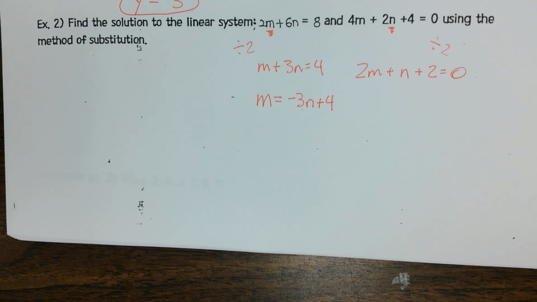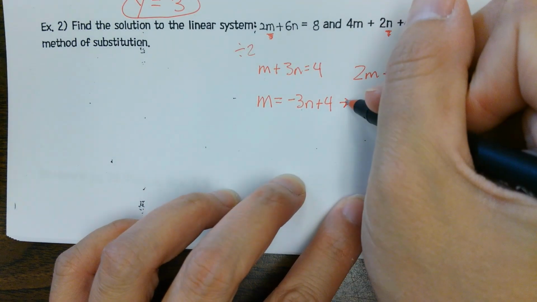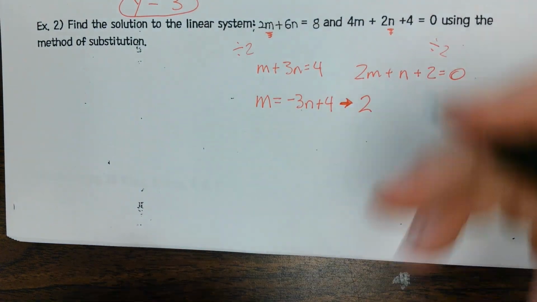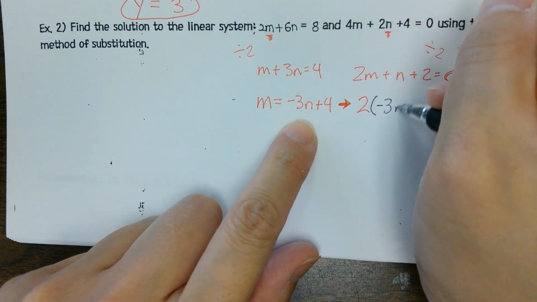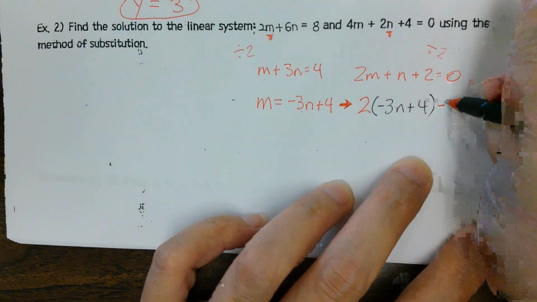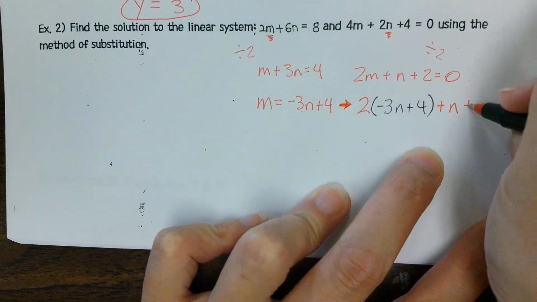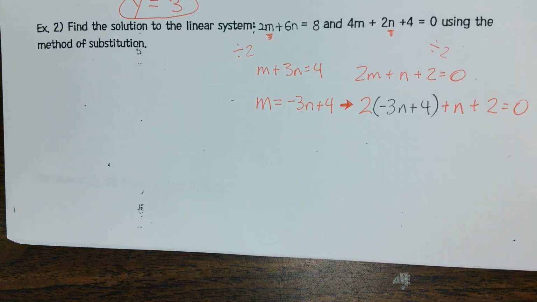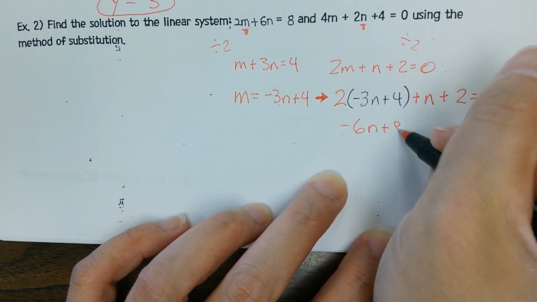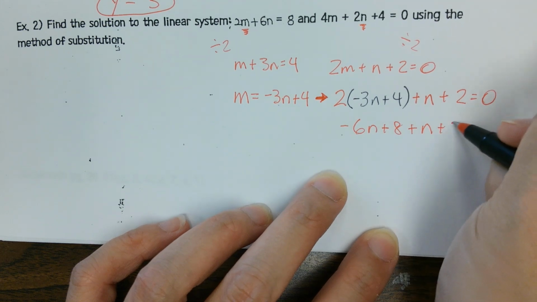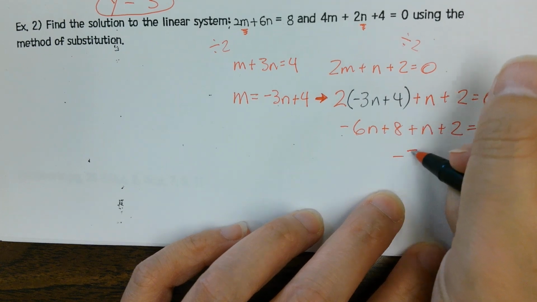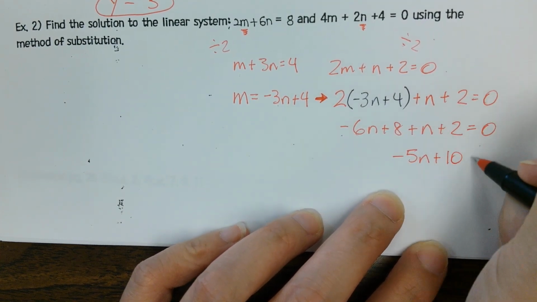Now I'm going to substitute it into this equation. I'm going to put it in here. So 2, instead of the m, I'm going to put in negative 3n plus 4 in brackets. Brackets is very important. And then I'm going to write the rest out. Okay. Negative 6n plus 8 plus n plus 2 equals 0. So when you simplify, you get negative 5n plus 10 equals 0.